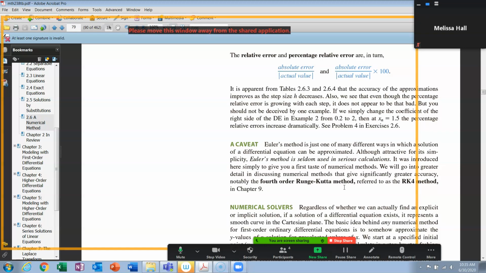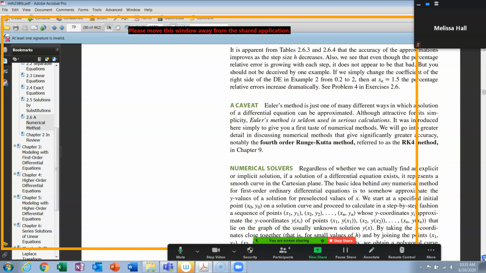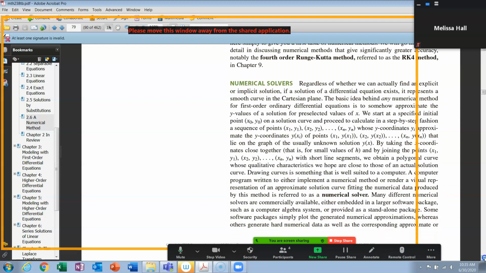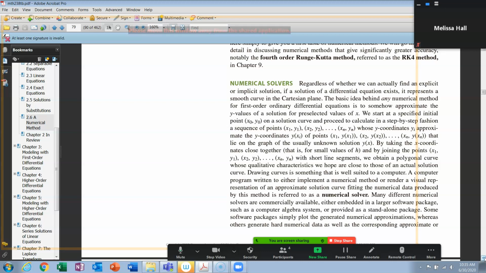That's covered in Chapter 9. It's a better approach. Again, it's an approximation, but not an exact one. Then they talk about numerical solvers. That's actually what I bet you're going to have at your place of business, okay? Because guess what?